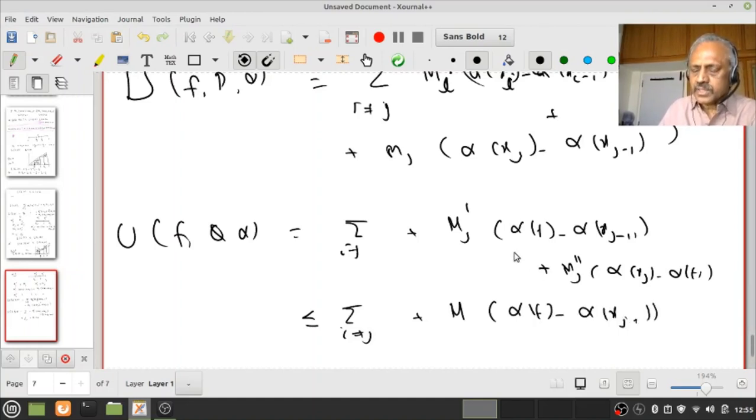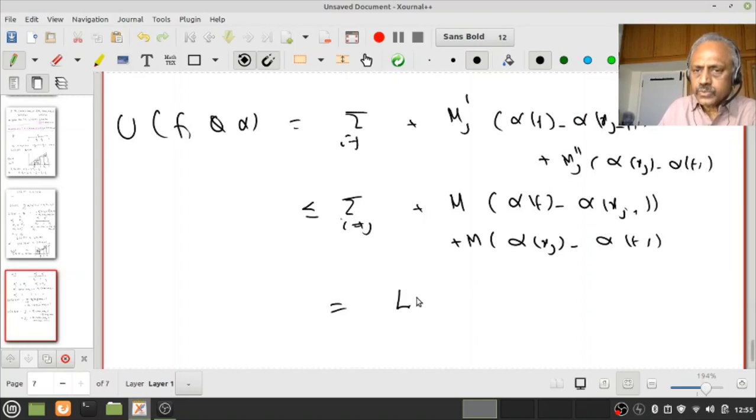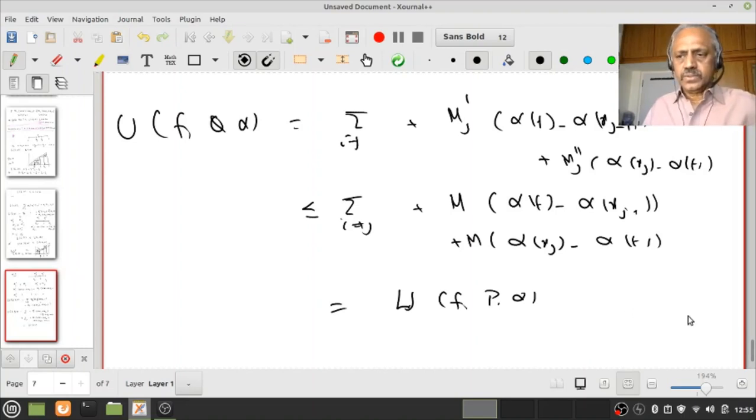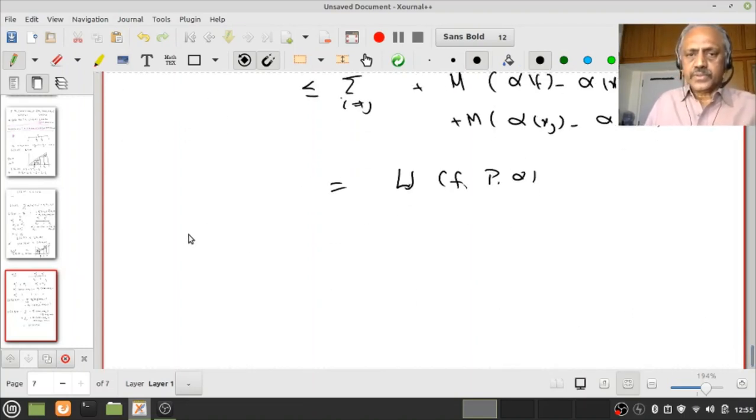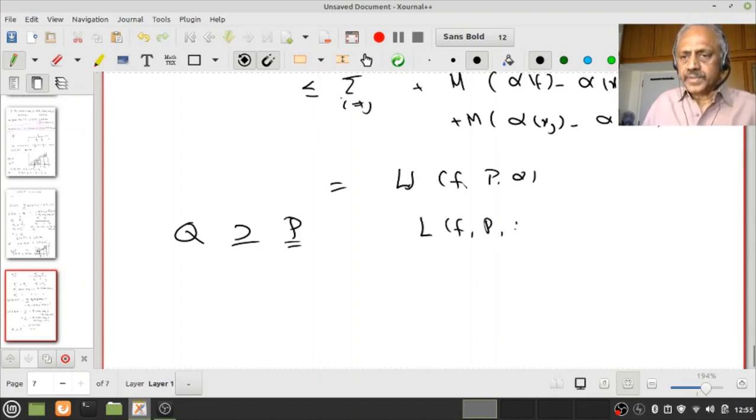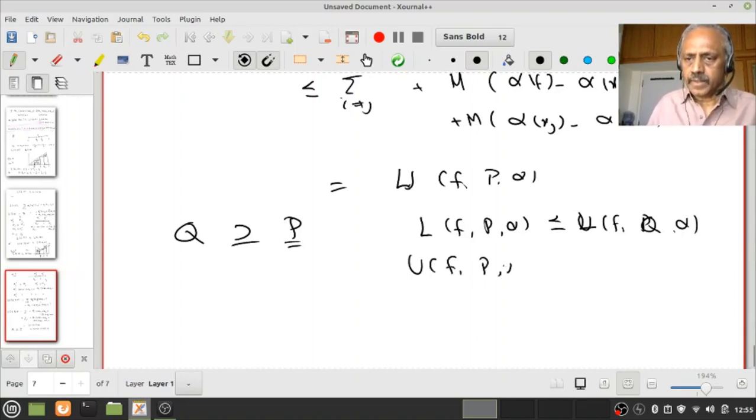Why is this inequality true? Remember, because these are all non-negative. And plus Mj into alpha xj minus alpha t. So what do you get? This cancels, therefore I get U f P alpha. You understand that? So what have we shown? We have shown that if Q is a partition obtained by adding one extra node to P, then L of P alpha is less than or equal to L of Q alpha, and U of P alpha is greater than or equal to U of Q alpha.